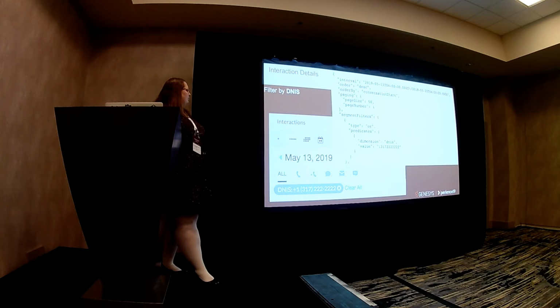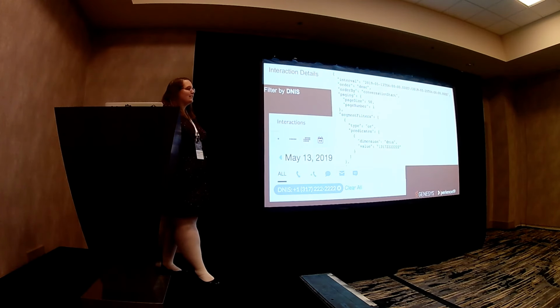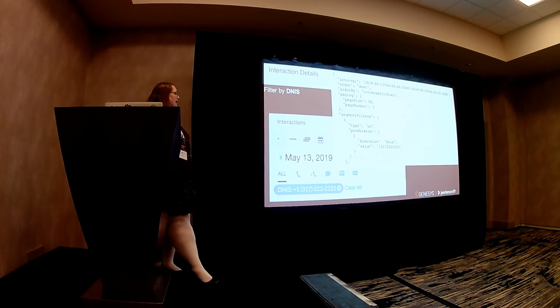So if we want to say, give me all interactions with this particular DNIS, which for those of you around Indy is the Indianapolis weather line that we like to spam, we add in a segment filter for the DNIS, and then the value is the DNIS. It doesn't have to be a complete DNIS. It helps you if you know the complete DNIS that you can apply it and only get interactions you actually care about. But this is going to return all conversations that had that DNIS.